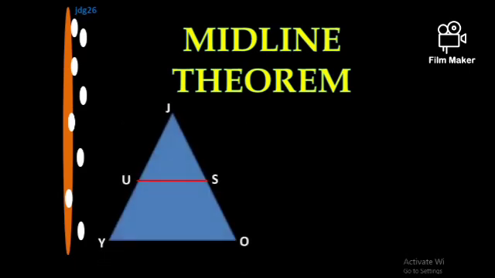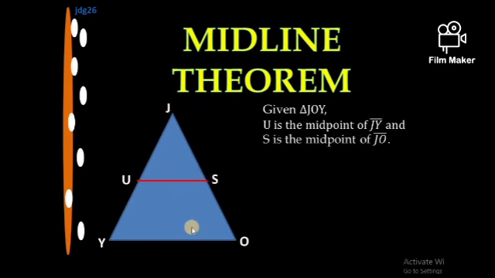Let us consider this triangle, Triangle JOY. U is the midpoint of side JY, and S is the midpoint of side JO. Therefore, pag kinonect natin ang point U and point S na parehas midpoint ng dalawang sides ng triangle, ang tawag na sa kanya ay midline or middle line.